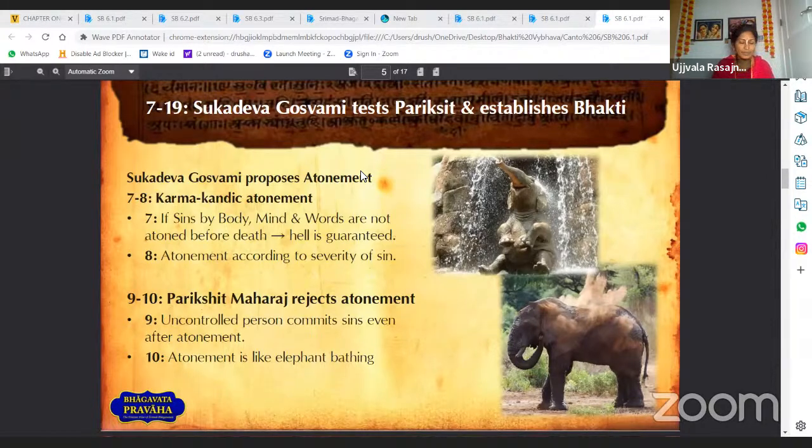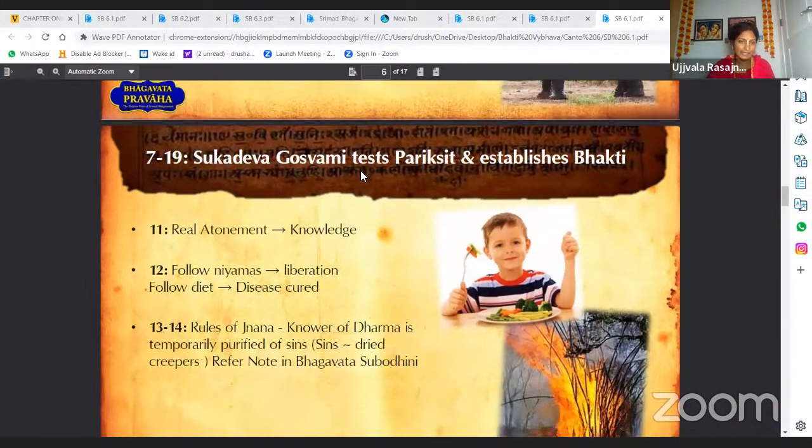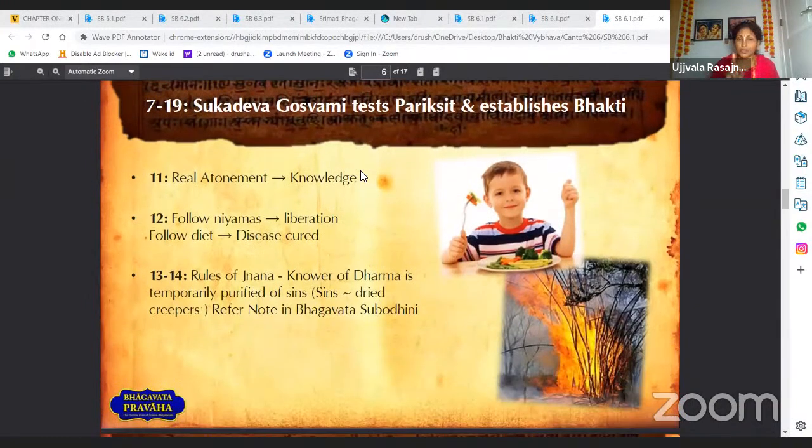Then Sukadeva Goswami says, oh, okay. You didn't buy that, right? And he was happy that Parikshit Maharaj did not buy that answer. So the second answer Sukadeva Goswami gives is this. You are right, the prayaschitta or atonement does not completely burn the sin, does not completely neutralize it. The sin should be burnt. And what can burn the sin is knowledge, jnana.